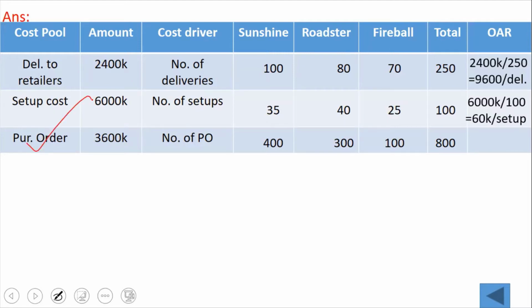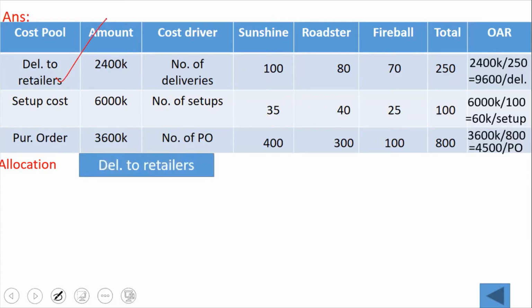Now coming to the third cost pool, that's the purchase ordering cost. The OAR will be 3.6 million divided by 800 purchase orders, giving $4,500 per purchase order. Now we have to allocate the overheads to the respective products. Regarding the first cost pool, that is the delivery cost to retailers, for Sunshine, one delivery is $9,600, and Sunshine takes 100 deliveries. So the total amount is 9,600 multiplied by 100, giving $960,000.